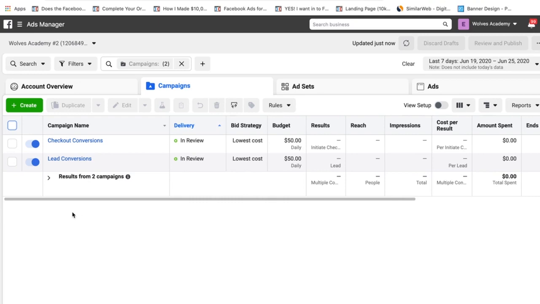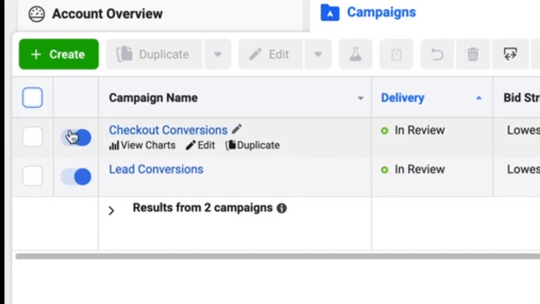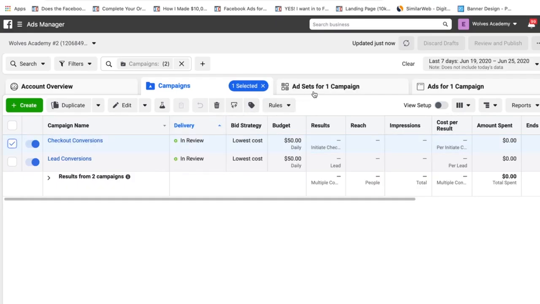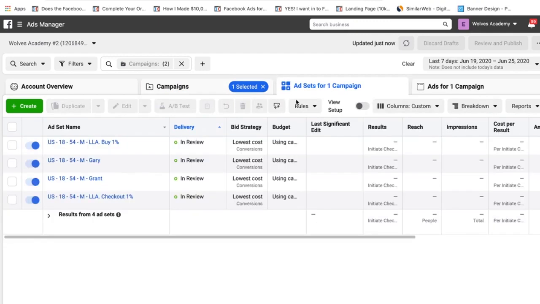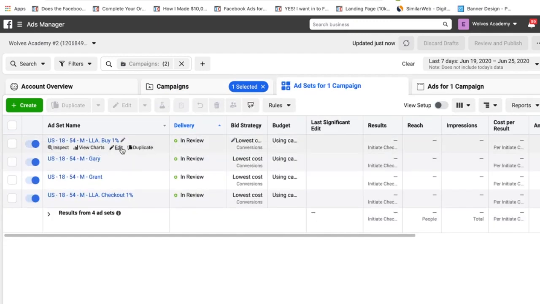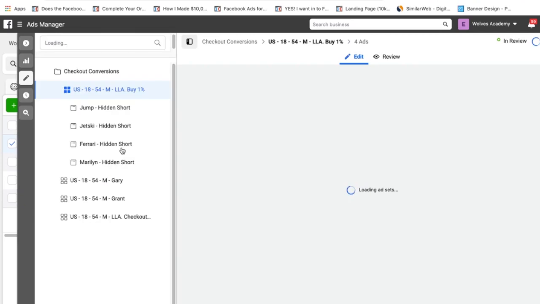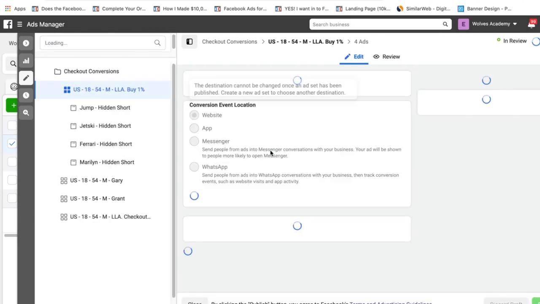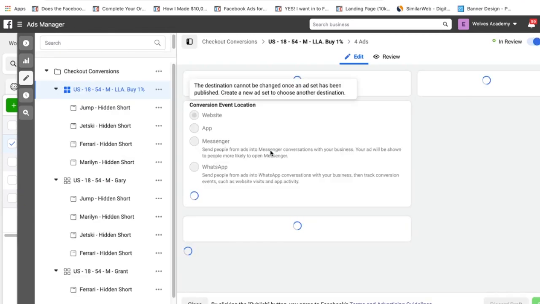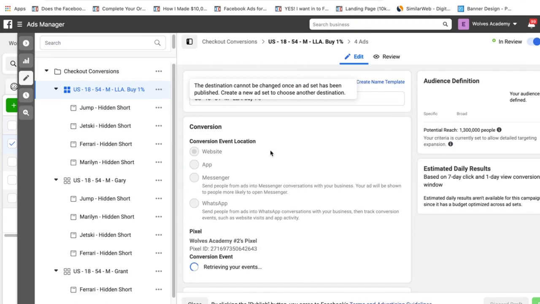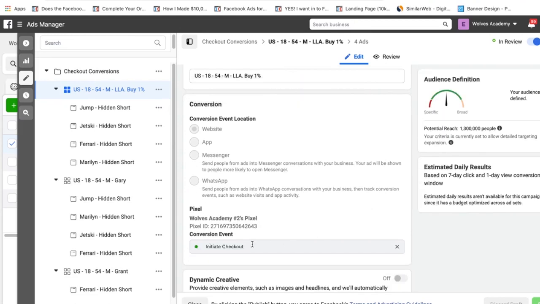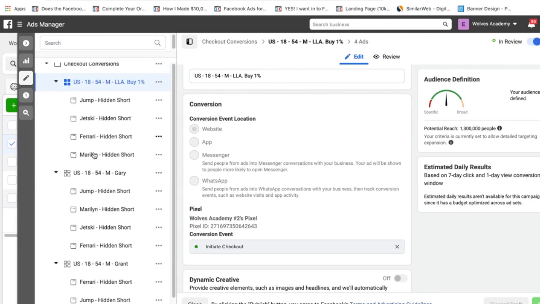Now there's two types of campaigns that I'm doing. I'm doing checkout conversions. What that means is, if I go to an ad set and press edit here, it's going to show that the actual conversion that I'm looking to do is initiate checkout. We scroll down, it says initiate checkout. So this one is checkout conversions.